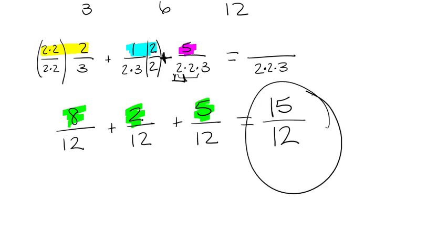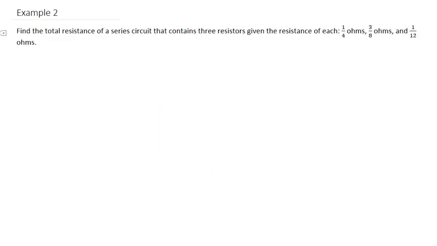Now let's do another example. Find the total resistance of a series circuit that contains 3 resistors given the resistance of 1/4, 3/8, and 1/12 ohms. So we're going to go ahead and add these together. Now, what we can do is we can just break these into the prime factorization.